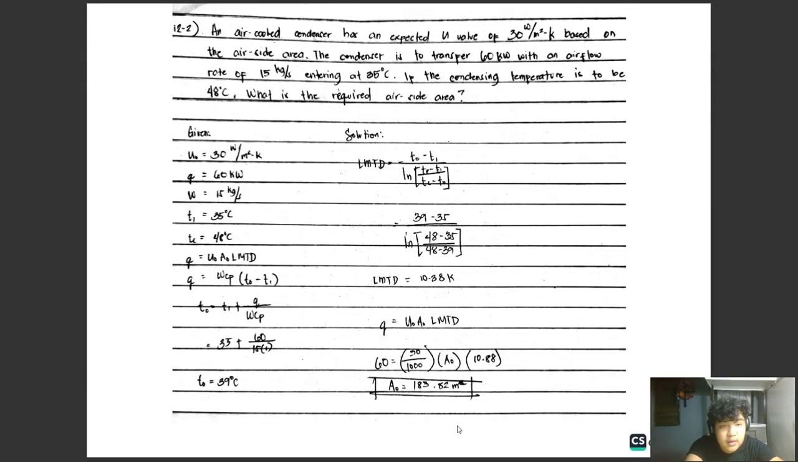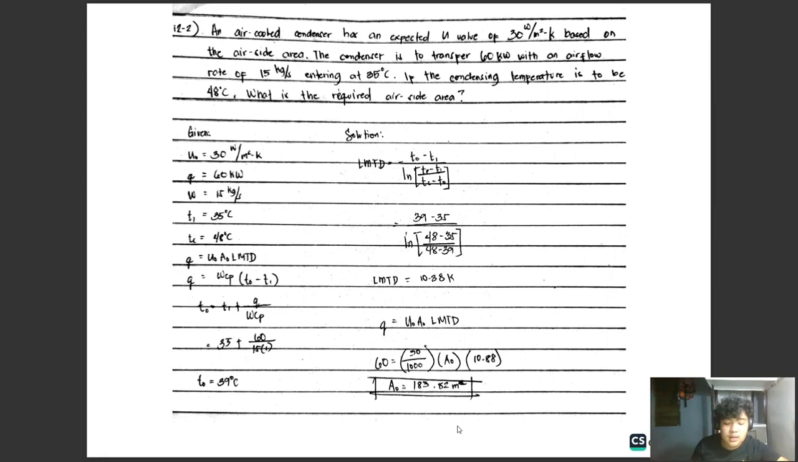So next, problem 12-2. An air-cooled condenser has an expected U value of 30 W over m squared K based on the airside area. The condenser is to transfer 60 kilowatts with an airflow rate of 15 kilograms per second, entering at 35 degrees Celsius. If the condensing temperature is to be 48 degrees Celsius, what is the required airside area?